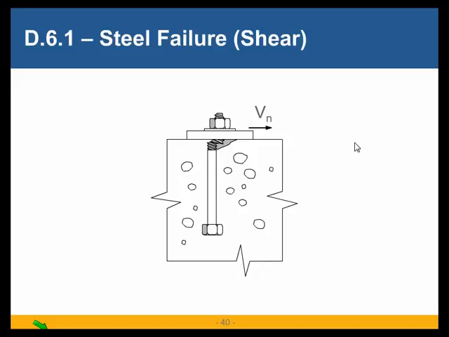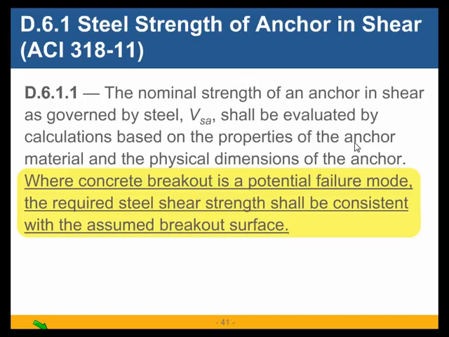The reason I left it for after the concrete breakout is because in ACI 318-11, they have included a new provision, and which continues in ACI 318-14, that says where concrete breakout is a potential failure mode, the required steel shear strength shall be consistent with the assumed breakout surface. This provision was not there in 318-05 or 08, so this is not applied in Quick Anchor if your governing code is 318-05 or 318-08.